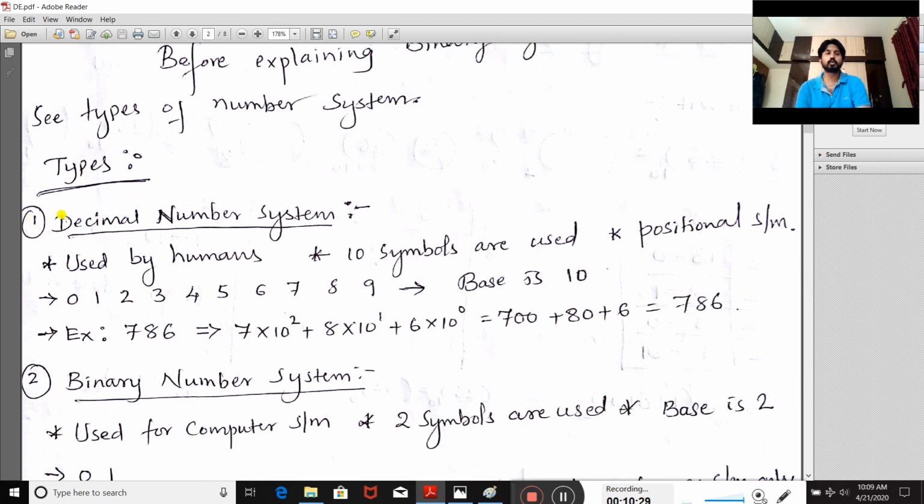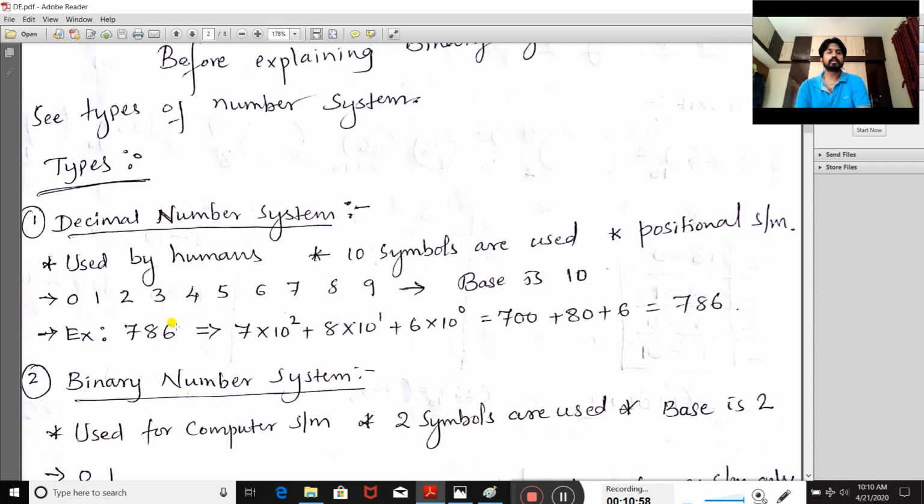In this decimal number system, the total symbols used for numbering identification are 10: 0 to 9, that is 0, 1, 2, 3, 4, 5, 6, 7, 8, 9. Total 10 symbols are used, and it is a positional system. So 0 to 9, and the base is 10.